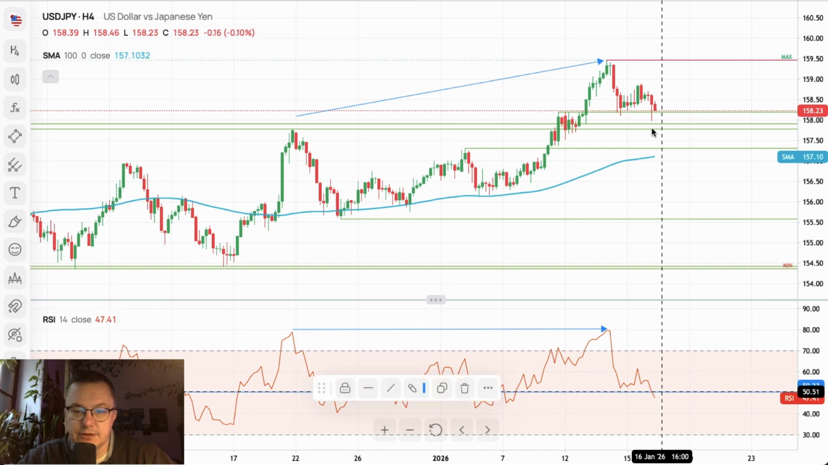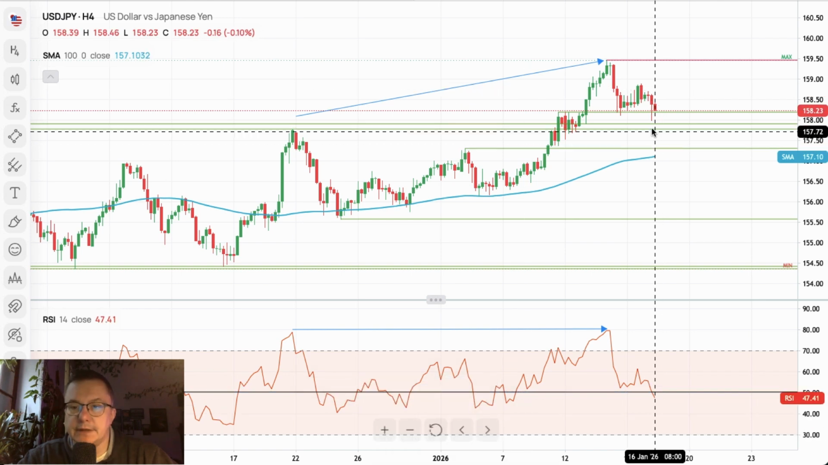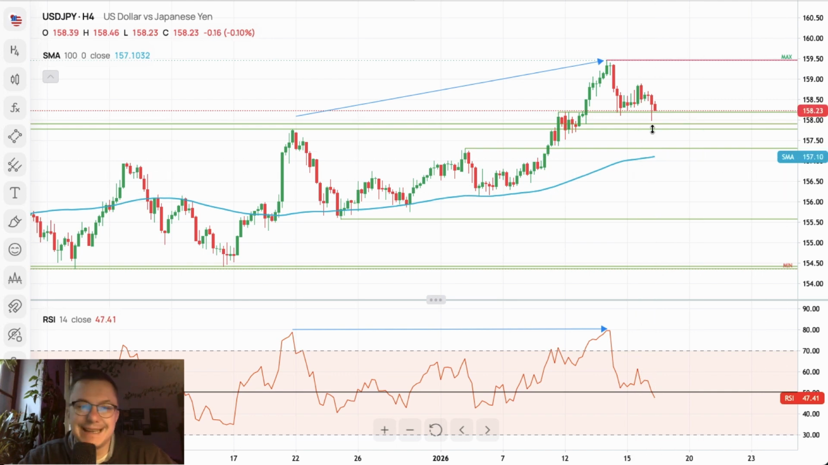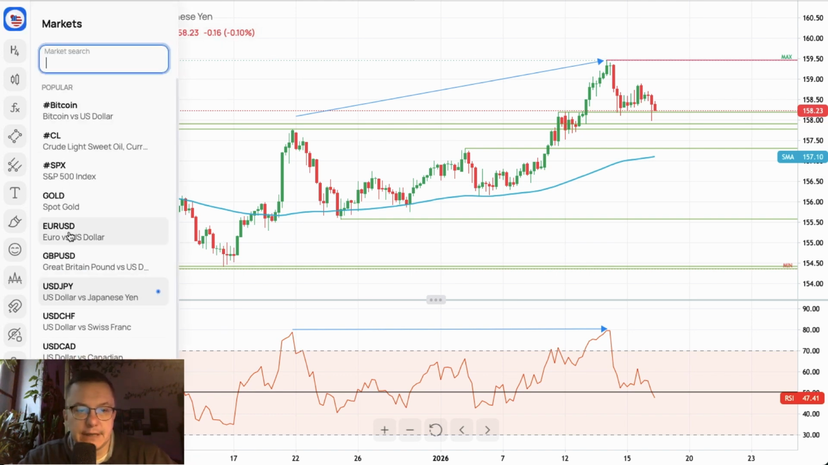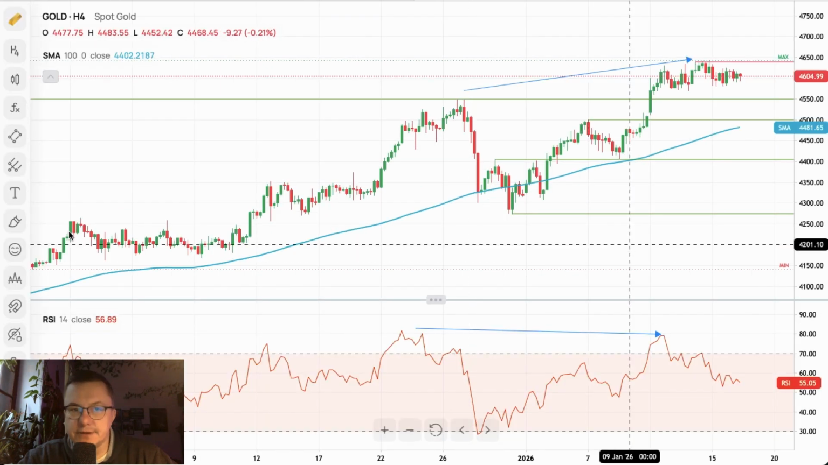So very interesting situation. If we break further below the level of 50, this area might be tested. Even the 100 periods moving average located at 157.10 might be tested as well during this downside movement on US dollar versus the Japanese yen. Okay, so that's about the currencies. Let's go to the precious metals.